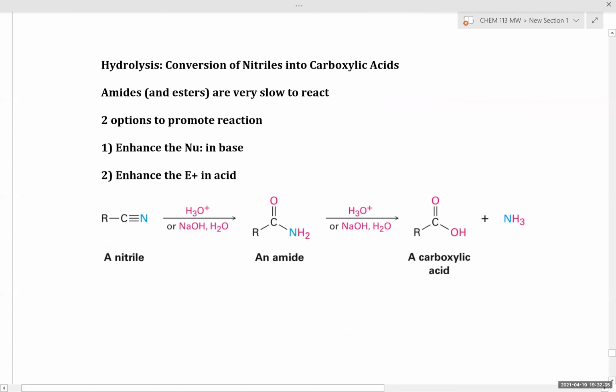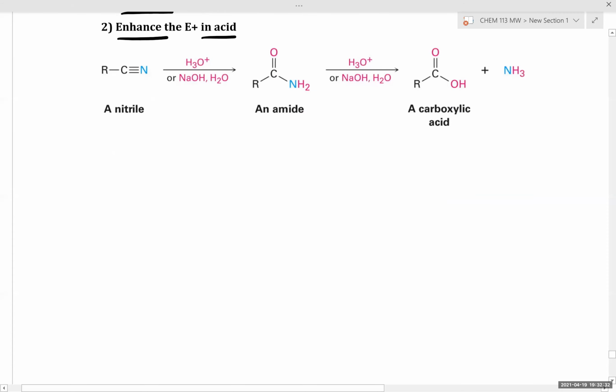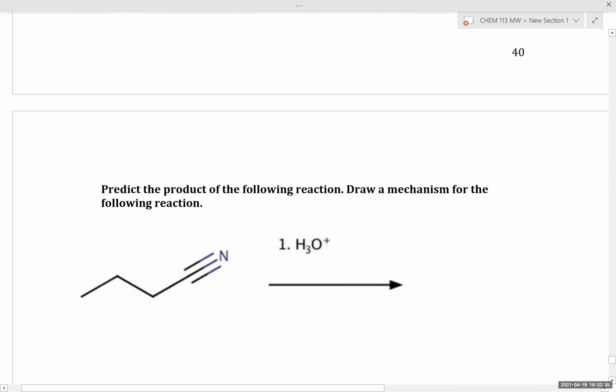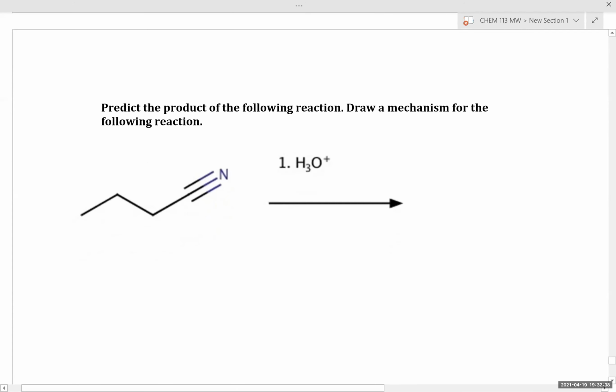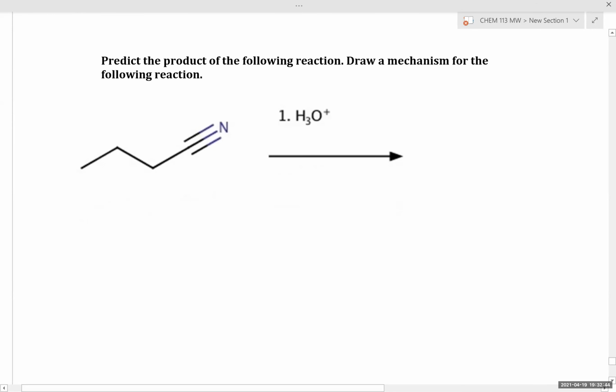Okay, so just to summarize, there are two main ways that we could get this hydrolysis to go. We can either enhance our nucleophile under basic conditions or enhance our electrophile under acidic conditions. In both cases, we are tuning our nucleophile strength and our leaving group capability by utilizing acidic or basic conditions. So we have another nitrile hydrolysis mechanism that you can do for practice at home.